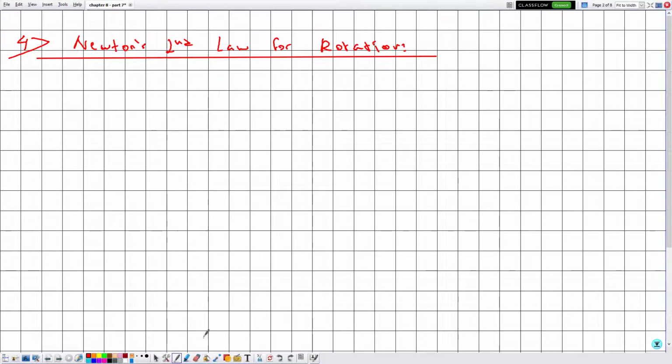And here we have a large discussion. We have a large discussion to pass through. Now let's start. Okay, so here we will talk about the case of translation, and compare it with the case of rotation.